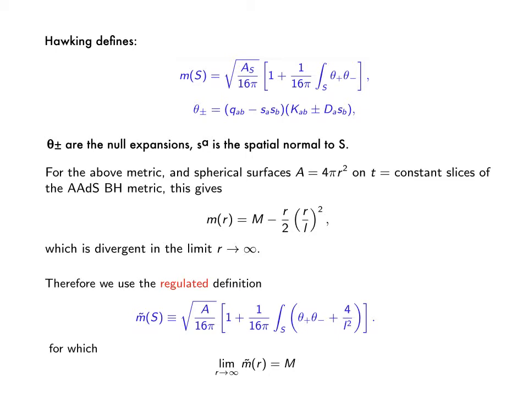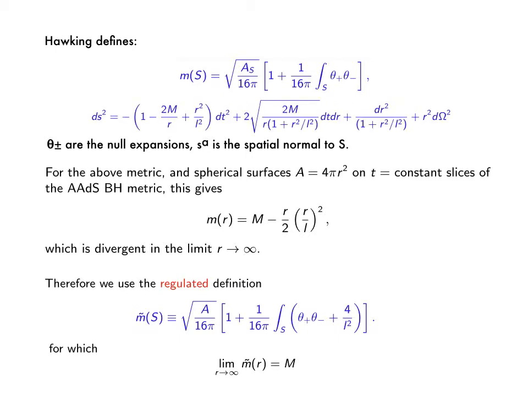If we use this definition for the metric which we have for AdS, and we take these surfaces to be spherical surfaces on t equal to constant slices, then what we see is that the mass turns out to be divergent in the limit r goes to infinity. As we are increasing r, we should have recovered capital M instead of any divergence. So there's this extra factor coming up.